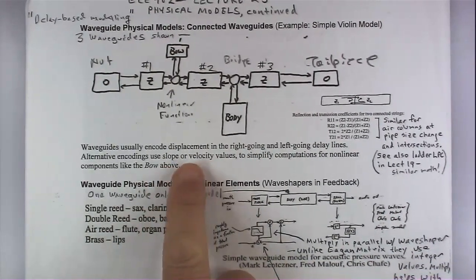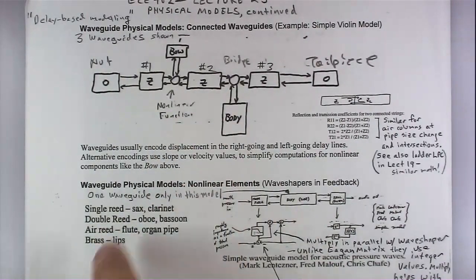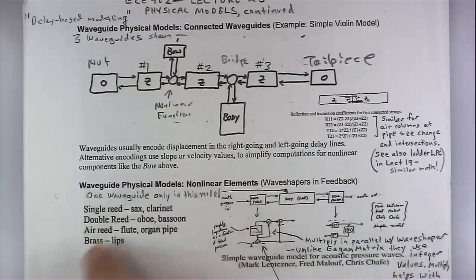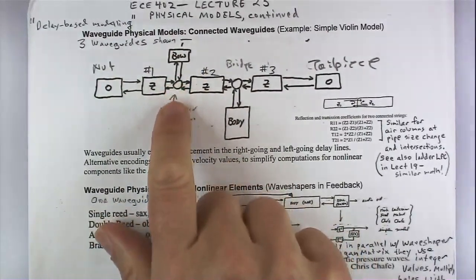Okay, so waveguides usually encode displacement in the right-going and left-going waves that we talked about last time, but it doesn't need to. For instance, if you're bowing something, sometimes it's useful to have a slope or velocity value. So what does slope mean? It means the slope of the string, and then it could also be the velocity of the string. Often, it doesn't really matter what you encode. It matters for mathematical stability, so I don't want to gloss over it. You're always going to have math stability issues, but another thing that's really nice is if you can make this bowing interface something that's easy to compute.